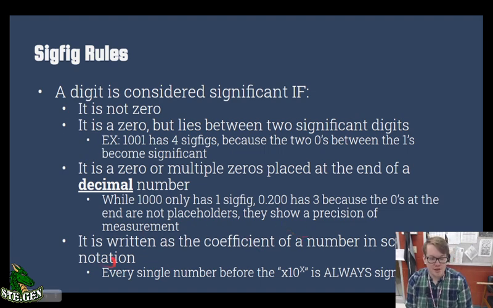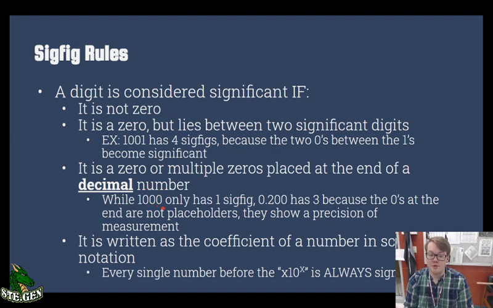And then finally, if it is written as the coefficient of a number in scientific notation, every single number that comes before times 10 to the whatever is always significant. So if you wrote 1.000 times 10 to the 0th, or times 10 to the 3rd, all of those zeros would then become significant.